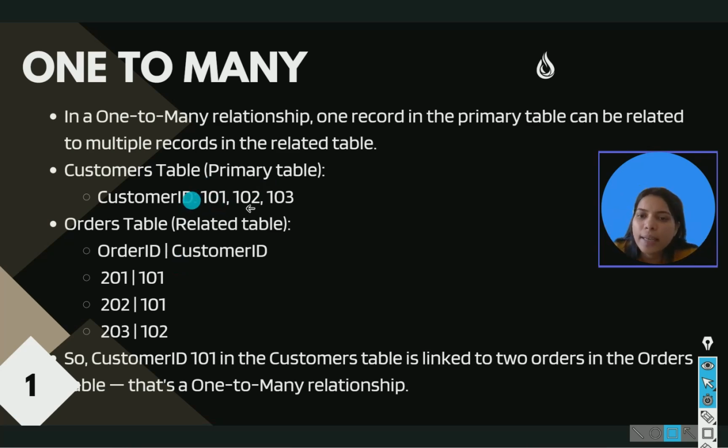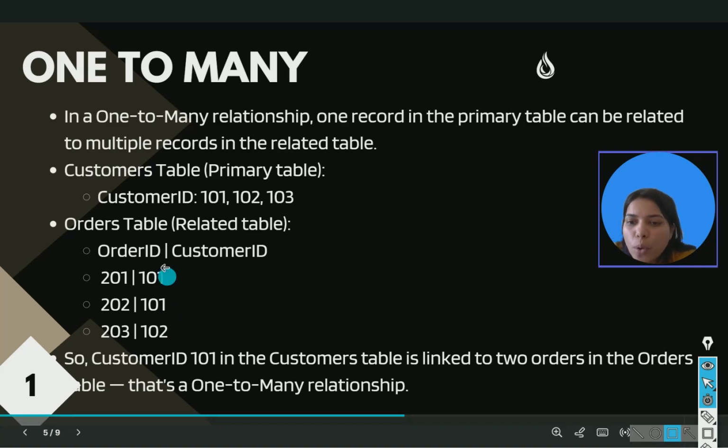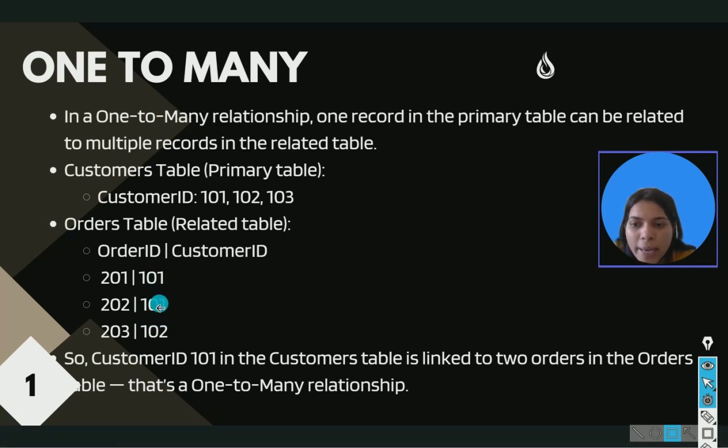What I notice here is that it is completely unique: 101, 102, 103. Now let me tell you what a primary key is and what a foreign key is. A primary key is completely unique and can't contain any null values. A foreign key can contain duplicate values. It is not at all unique. This is my foreign key, the customer ID of table 2. I have 101 two times, but this is my primary key. I don't have any duplicates.